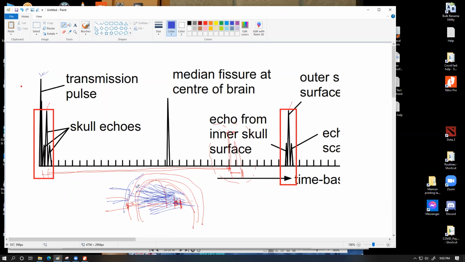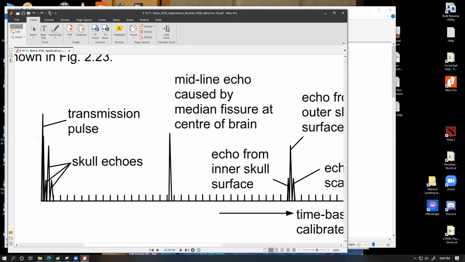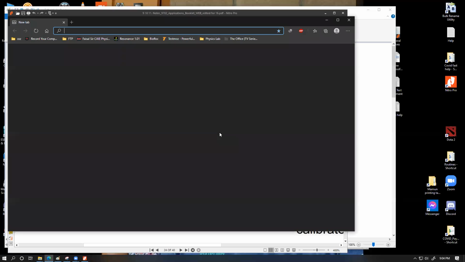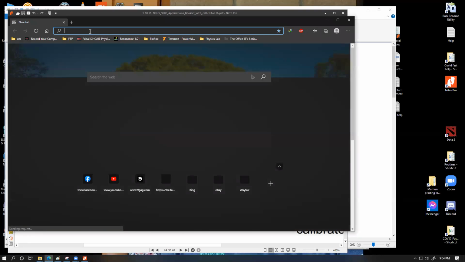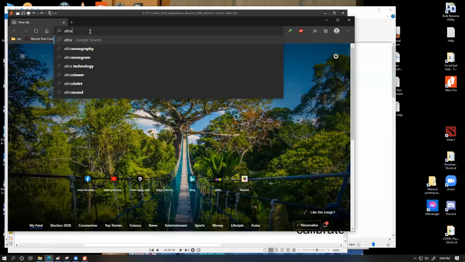So whenever an ultrasound scan is done, for example for a human head, it's pretty difficult to find on the internet. I tried that a bit earlier, but I was not very successful finding an ultrasound scan of a human brain. But it's very, very common to find one for a baby. So let me pick up one of those pictures.